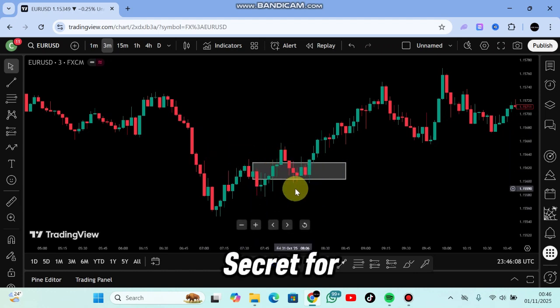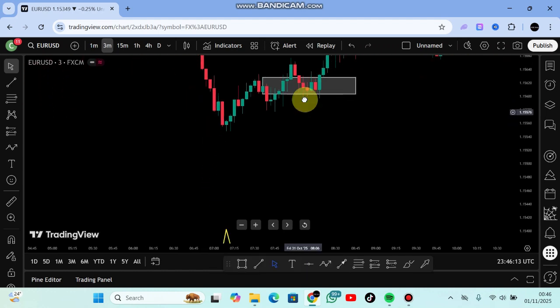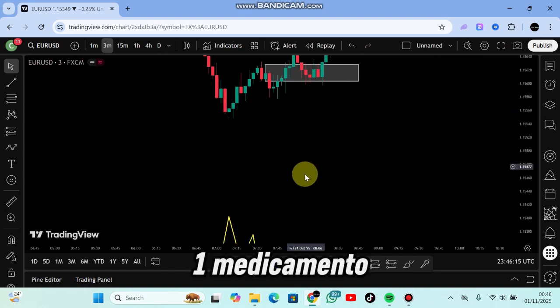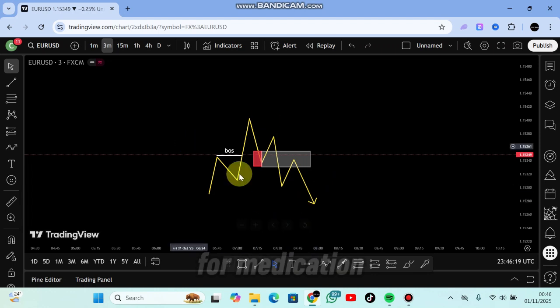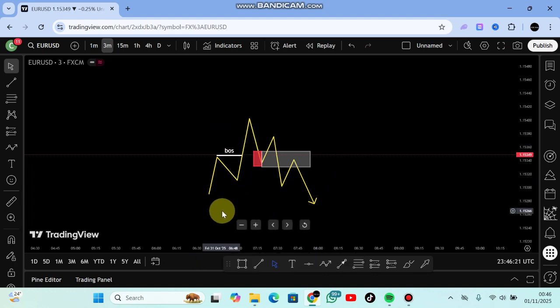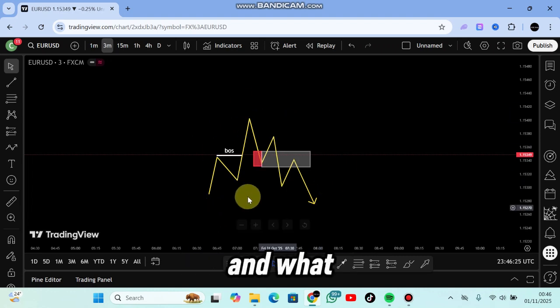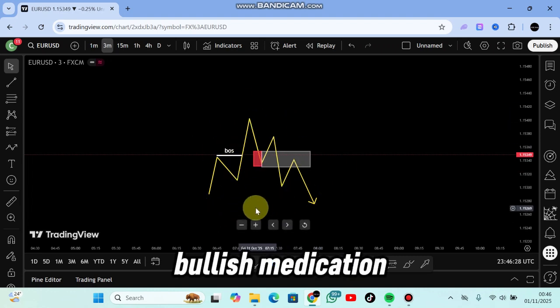So this secret trading strategy is called mitigation block, and I'm going to explain how to identify a mitigation block in the chart and how it works. For mitigation block, there are two types. We have the bullish mitigation block and the bearish mitigation block. And what you're seeing on your screen is the bearish mitigation block.